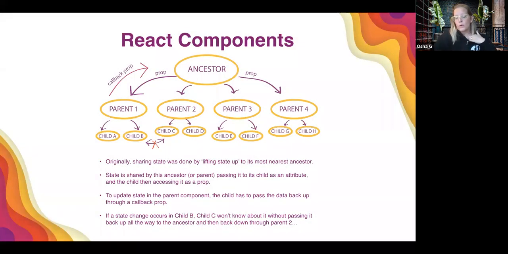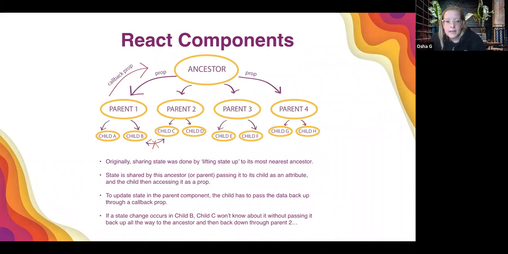If you're used to working with React, we all know that we have this ancestor that passes down all the props through the parents to the children. And then the children have to pass back callback props in order to change or manipulate the state. And they have to just keep continuously passing them back up and down through our nested components.